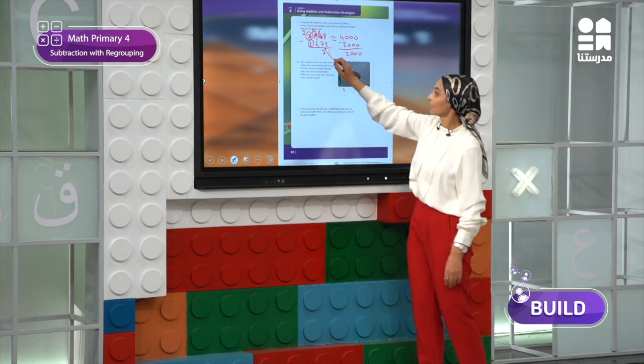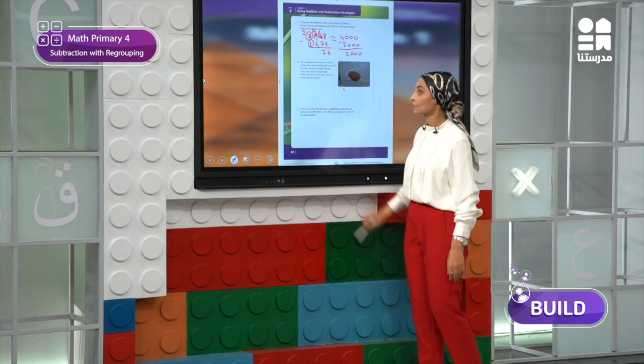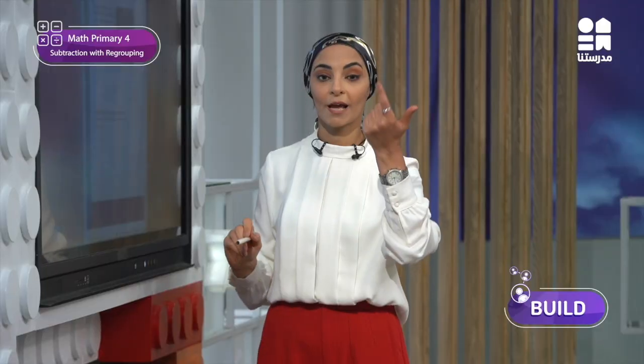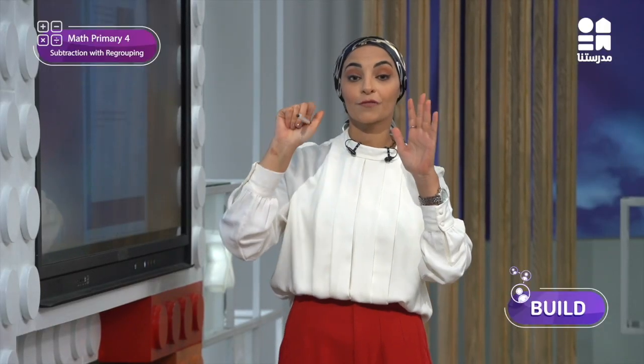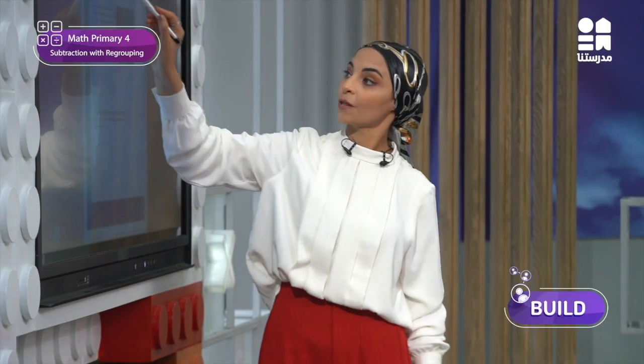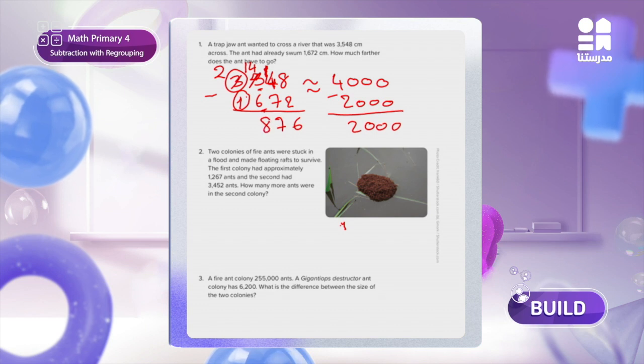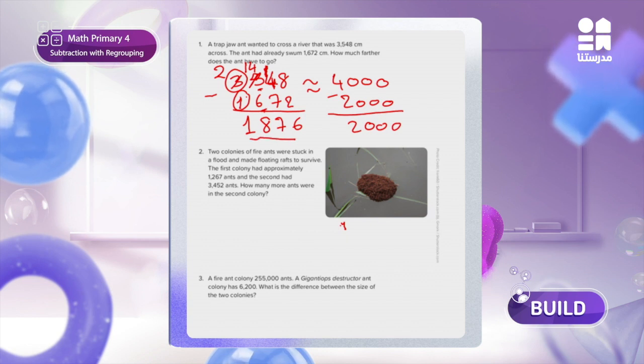Now, can you take 6 from 14? Of course, yes. After 6, 7, 8, 9, 10, 11, 12, 13, and 14. The answer is 8. What about the 1000? 2 minus 1 gives me 1. So my answer is 1876, and this is the accurate answer.